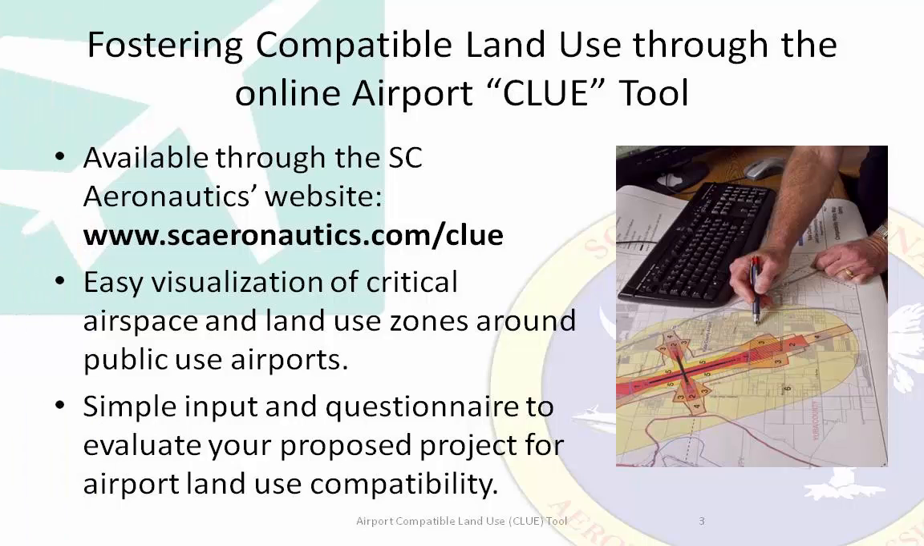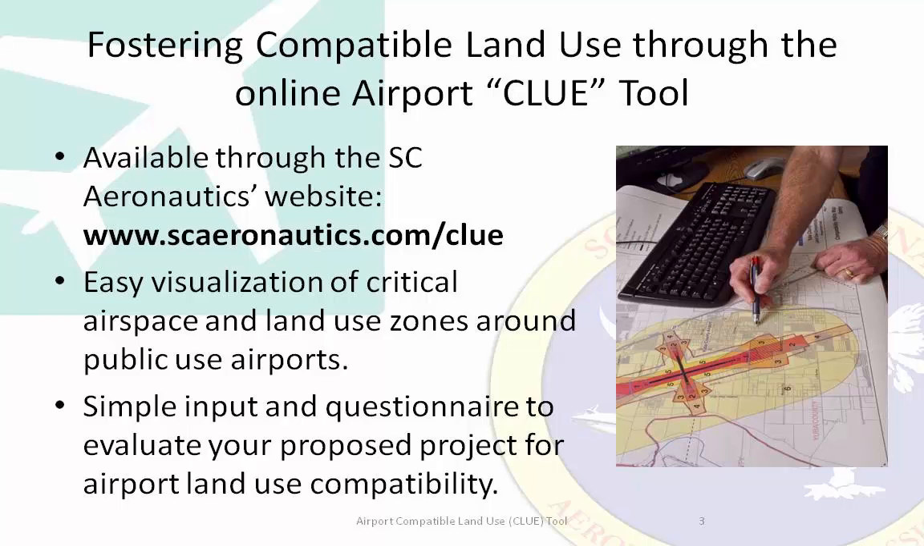The CLUE tool is available and accessible through our agency's website. The direct link to it is www.scaeronautics.com/CLUE. The tool has been organized so that you can easily see and explore important airspace and on-the-ground zones that are critical for maintaining compatible land use around public airports.